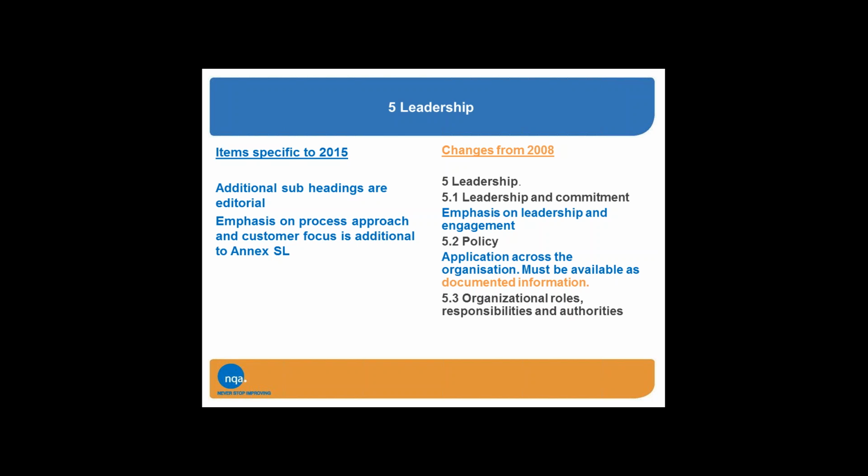And we're seeing here some new terminology that we don't find in the 2008 standard, but we do find in Annex SL and in future management system standards, the term documented information. Then in organisational roles, responsibilities and authorities, what's changed from 2008? Well, there's no mention of a management representative. So that explicit 2008 requirement to have a management representative has been removed.